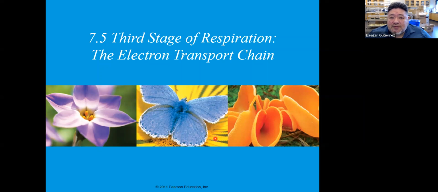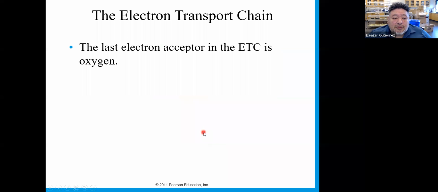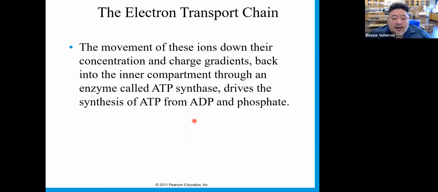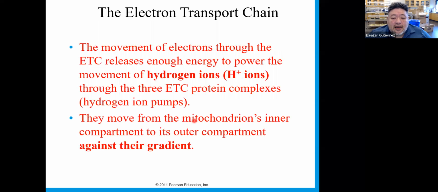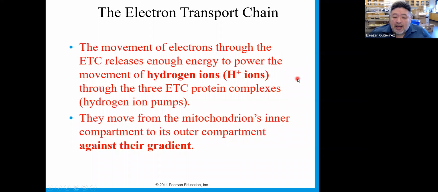Yay, the electron transport chain. So, yay, words. Okay, we should probably read some of these words. Let's read some of these.